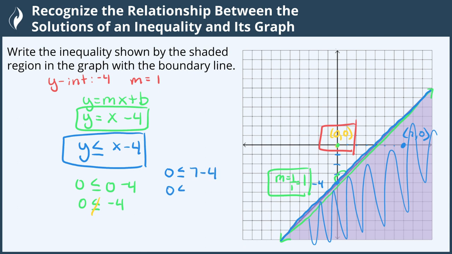And to work that out, 7 minus 4 is 3. 0 is indeed smaller than or equal to 3, so that is true, and we wanted it to be true because it is inside the shaded region. So our equation of y is less than or equal to x minus 4 is the correct inequality, and we're all done.